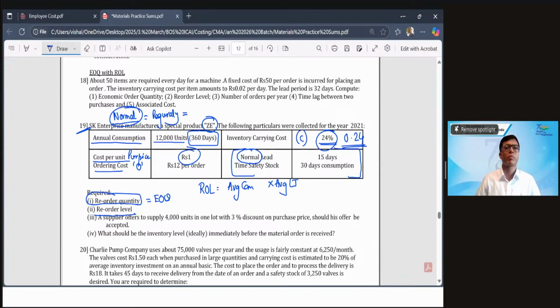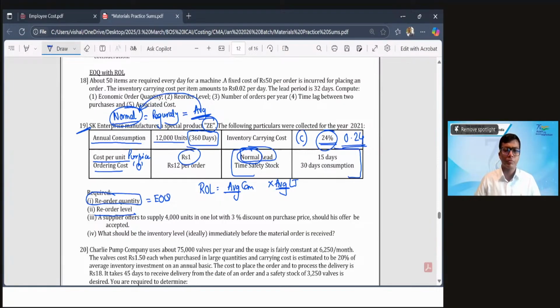Important. Whenever the question has given normal, instead of taking average, you will take normal because that is what is going to happen regularly. But if the sum had not given me normal, I would have calculated the average, and then the average is assumed to be normal. Just remember this. You'll understand what I mean very soon.